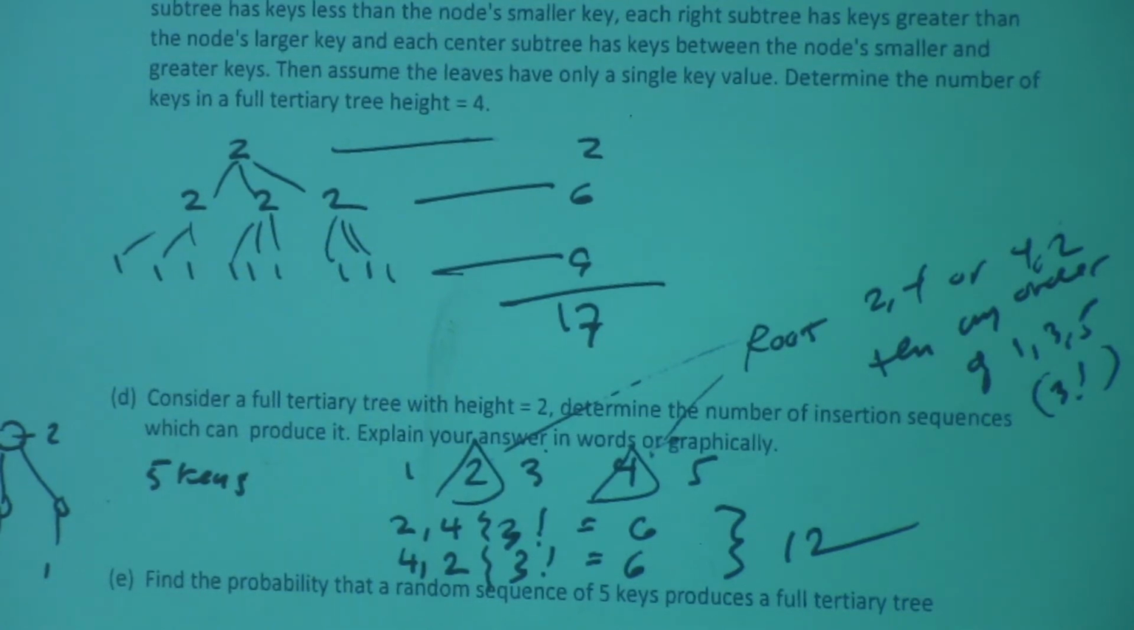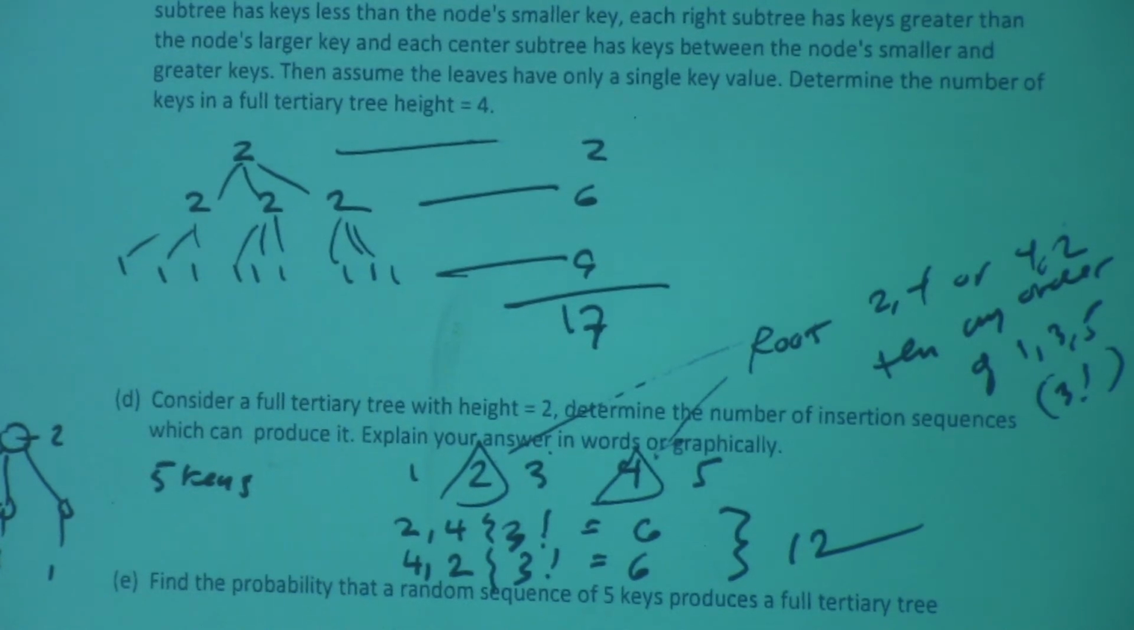The reason for that is because if the 2 and 4 go into the root, then there will be 1 left child, less than the smallest, 1 right child, more than the biggest, and 1 child in between the 2 keys. So we have to get 2 and 4 as the first 2 entries into the tree. Because if you put 2 and 3 in, then 2 and 3 are going to go into the root.